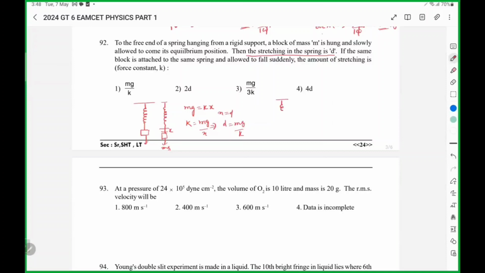Suppose instead of allowing it to extend slowly, it is just released all of a sudden. The energy associated here is half k x squared, which is nothing but the elastic potential energy converted to kinetic energy. So in this case, the extension is 2d.